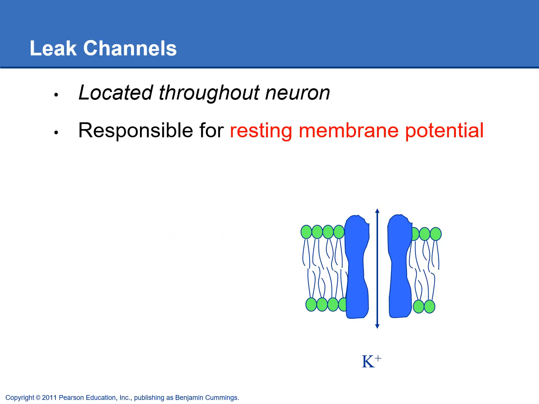Here are the leak channels. They're open all the time. They don't have any gates on them, and they are located throughout the neuron. The ones that are important are the sodium leak channels and the potassium leak channels. And they're going to be responsible for creating the resting membrane potential of the neuron, which is -70 millivolts.